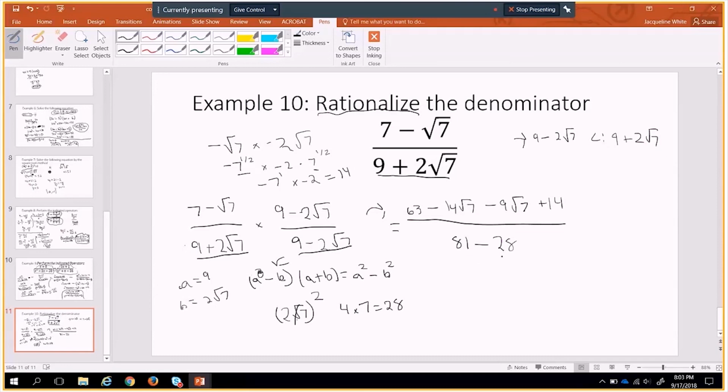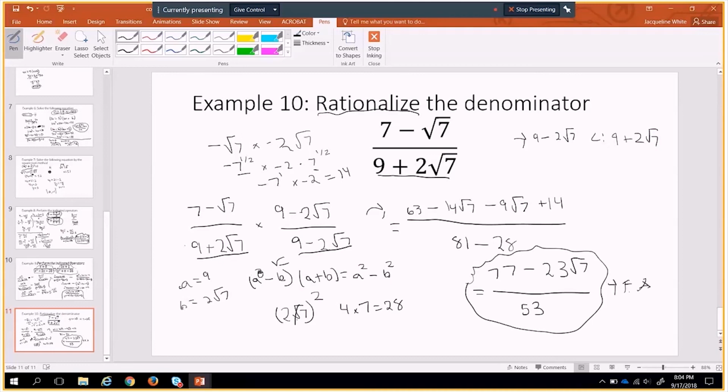All we have to do is combine like terms. So we have a 63 plus 14, which is 77. And we have a negative 14 square root of 7 minus 9 square root of 7, which is a negative 23 square root of 7. And an 81 minus 28, which is a lovely 53. All right. And that is our final answer. And that is our last question of the day.